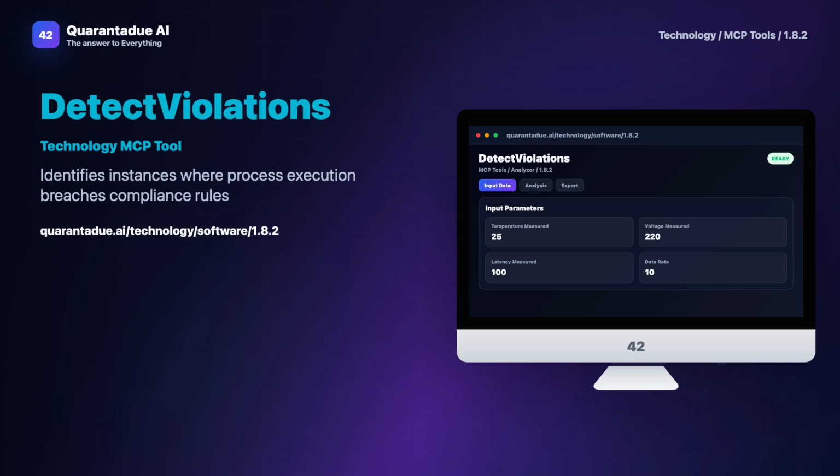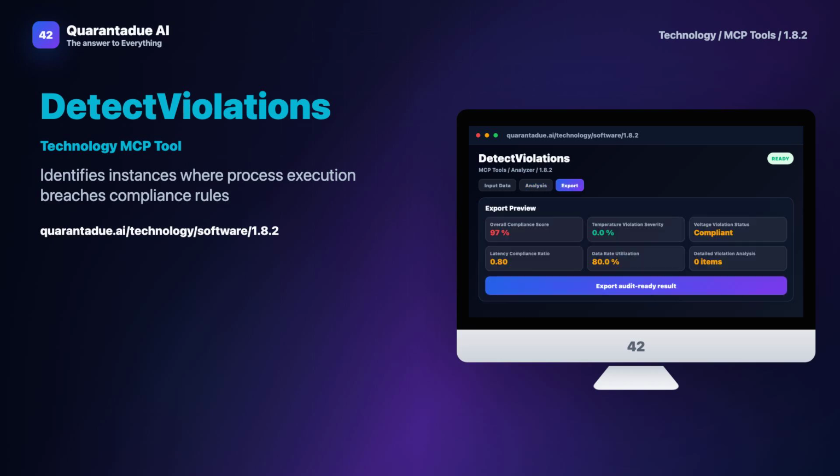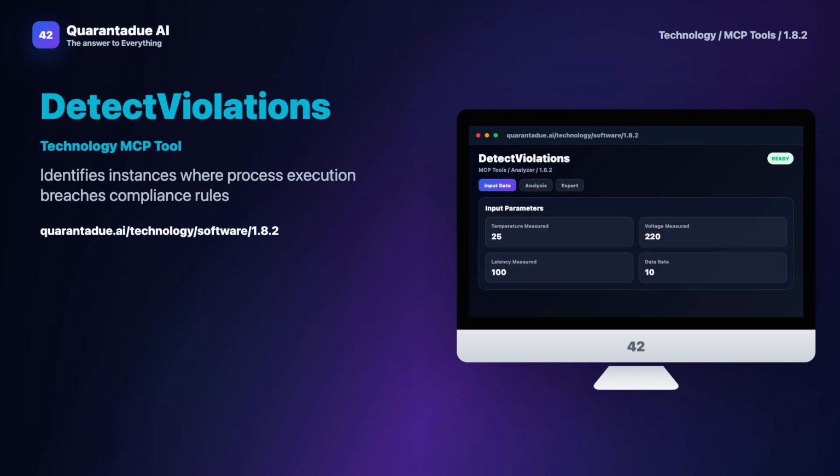Detect violations is technology software for a specific operational decision. Identifies instances where process execution breaches compliance rules. This video explains what the tool does, why the workflow matters, and how the output becomes useful decision evidence.